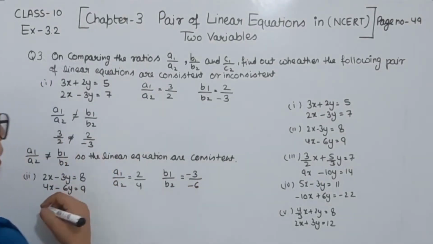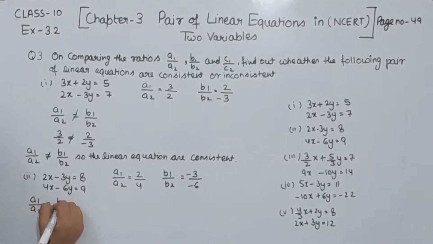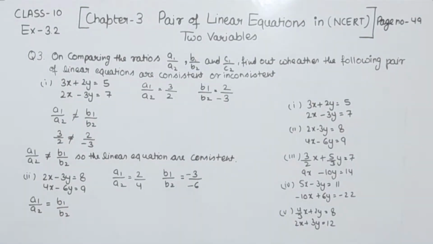Now I'm going to find whether they are equal to each other or not. So I'm going to write A1 by A2 is equal to B1 by B2. A1 by A2 is 2 by 4 and B1 by B2 is minus 3 by minus 6. I'm going to solve this one. 2 1s are 2, 2 2s are 4, 3 1s are 3, 3 2s are 6, minus is cancelled by minus. So 1 by 2 and 1 by 2. Both of them are equal to each other.